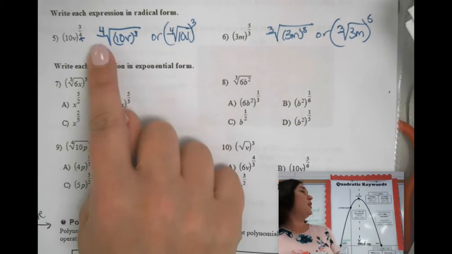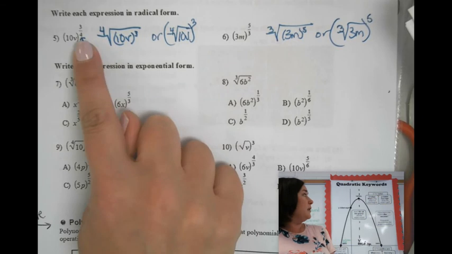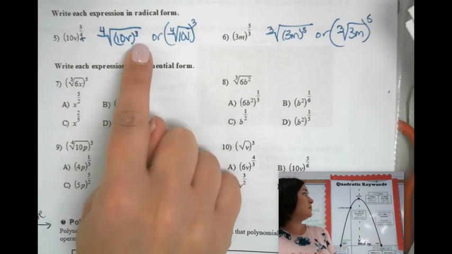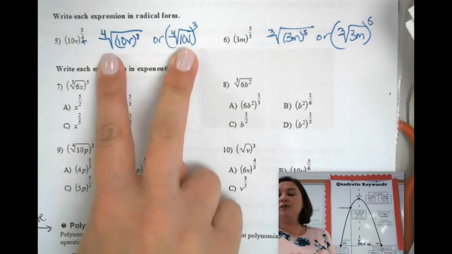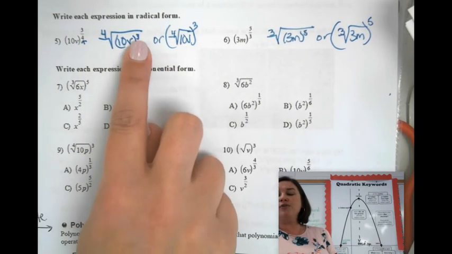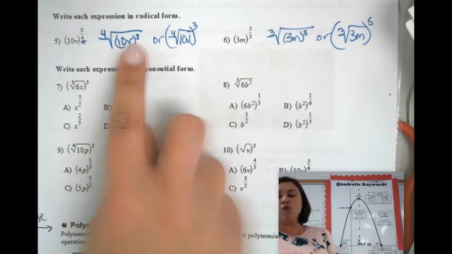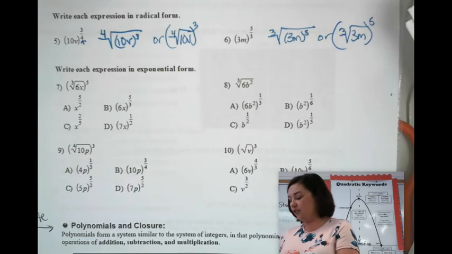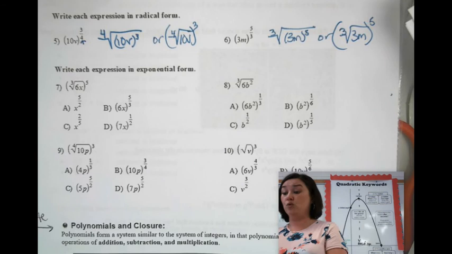So what you need to remember is that the 4 is the denominator, so that's what root we're taking. The 3, the numerator, is the exponent. So you can write it either way. You can put it in parentheses with the power on the outside of the parentheses, or you could put it around the entire thing.